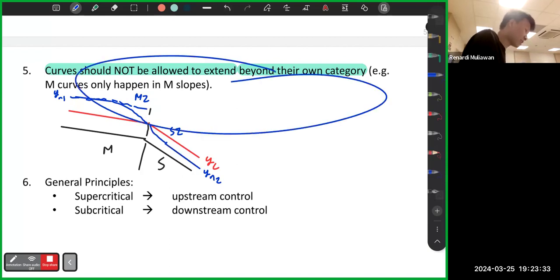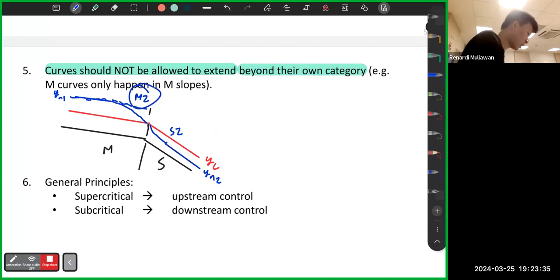Okay, what the sentence means is this: M2 cannot go beyond the boundary line. So you cannot have something like this. You cannot have your M2 like this. This one is wrong.